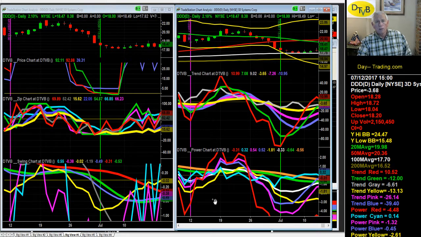And power yellow is part of the big four, or the power four. The pink, blue, white, and yellow make up the power four. The power three do not have the yellow, and that's because it runs independently. We know that from examples with yellow twins, where zip yellow and power yellow are lowest and rising together. That's an uptrend. When they're both highest and falling, you're in a downtrend.